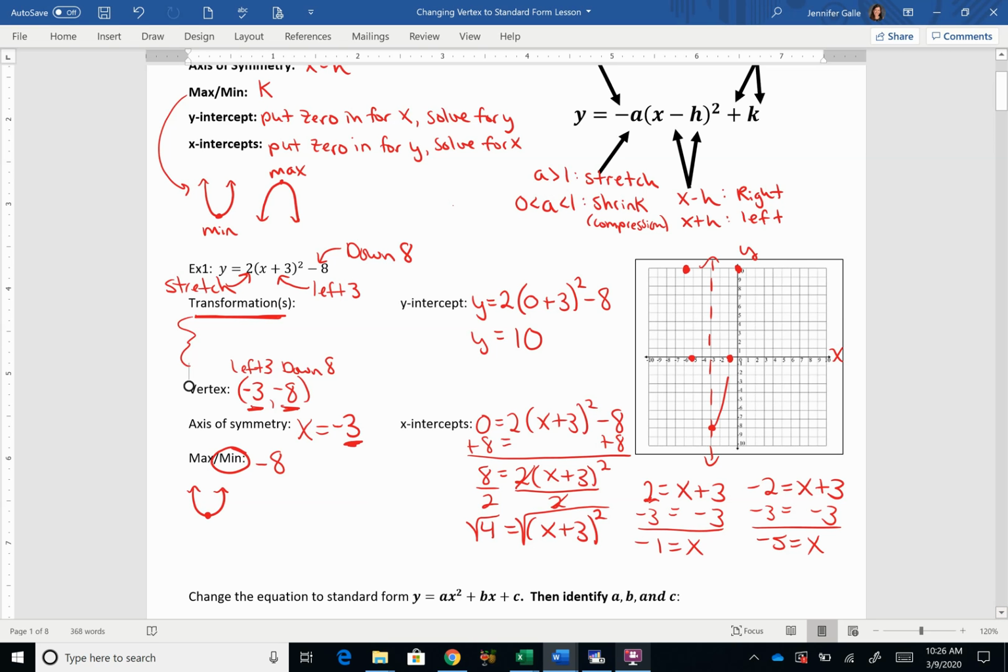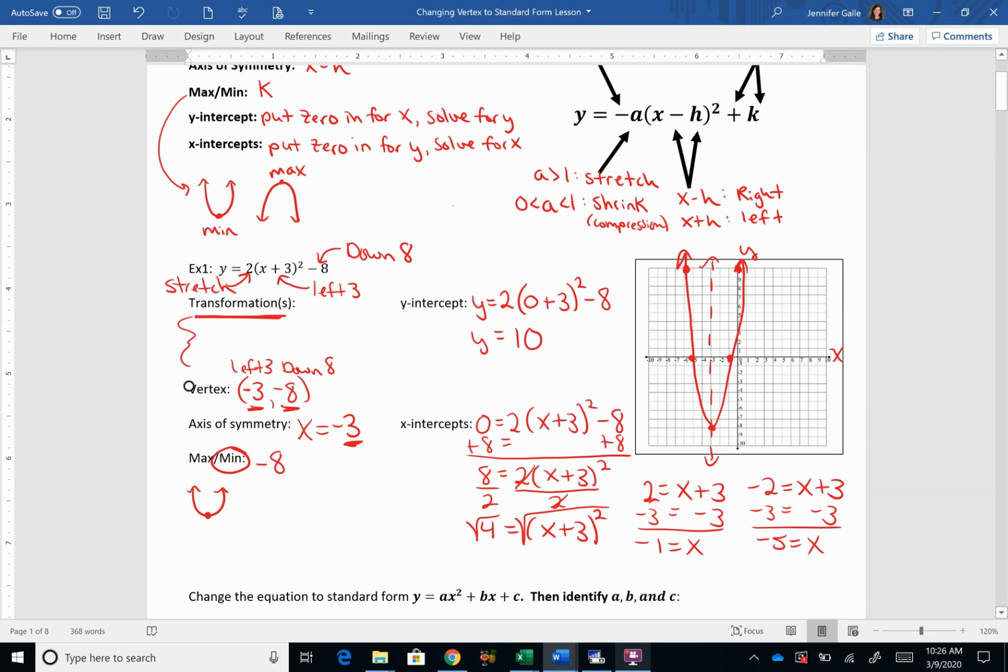Now we have 5 points. That's a lot of points. We're going to get a nice looking graph, and it should be curvy. I know you guys have also graphed absolute value this year, and absolute value had that V shape to it, and we also did all the transformations with that. This is the parabola, it's that curvy U shape. So everything we just did should be review from last trimester.